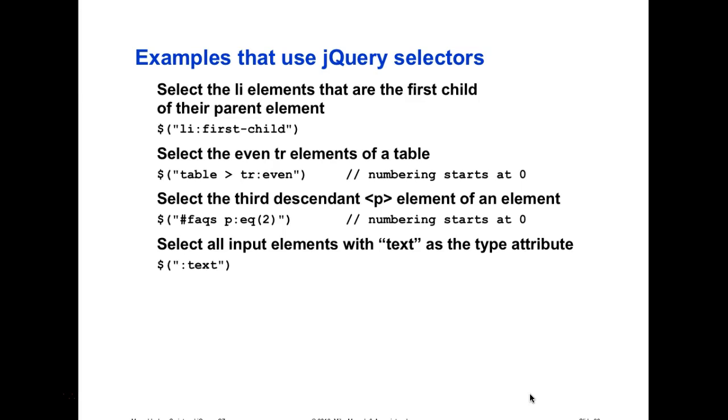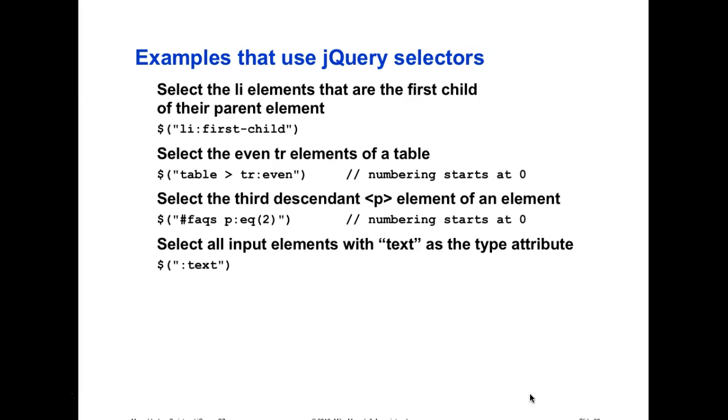Let's say we wanted to select the list item elements that are only the first children of their parent element. We would call li colon first child. That would select the first list item. Let's say we only wanted to select the even table row elements of a table. We would do table greater than tr even. That's used for outputting data with background colors on every other row. That's a pretty common thing that we'll be doing.